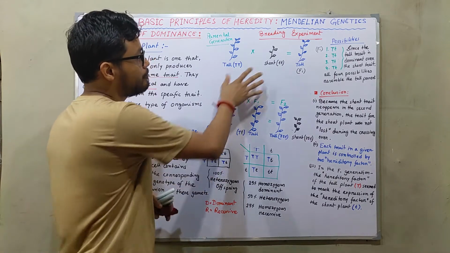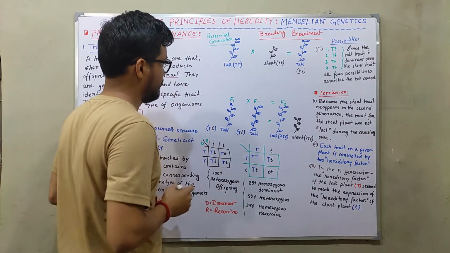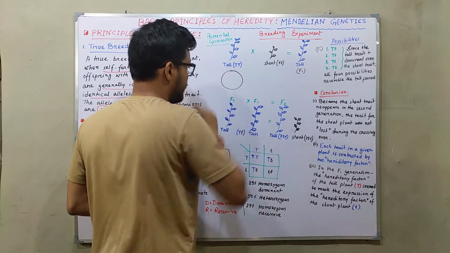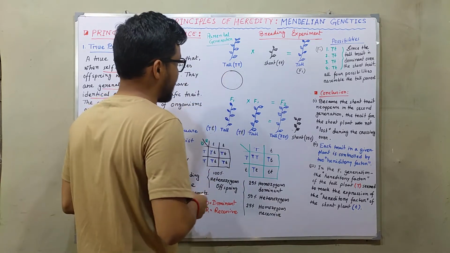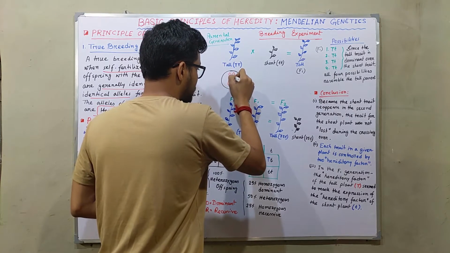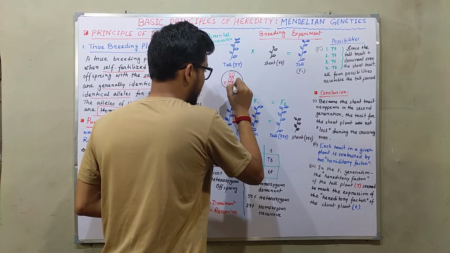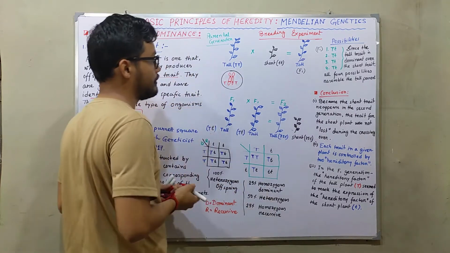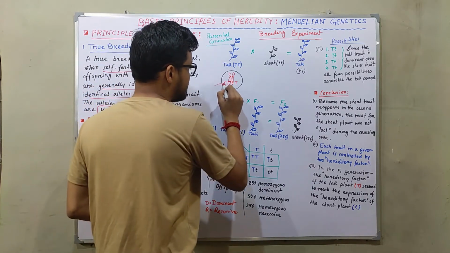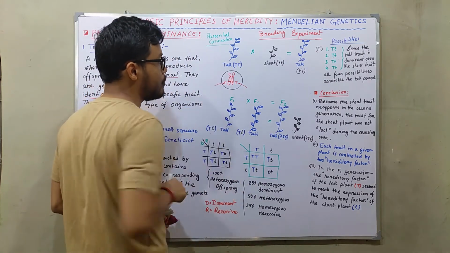In the breeding experiment of Mendel, he crossed a tall plant that contains T and T, where T and T stand for the alleles. If this is a gamete and these are the chromosomes, the allele should be capital T on one chromosome and capital T on the other chromosome. So both chromosomes contain identical alleles. So these alleles are in homozygous condition.